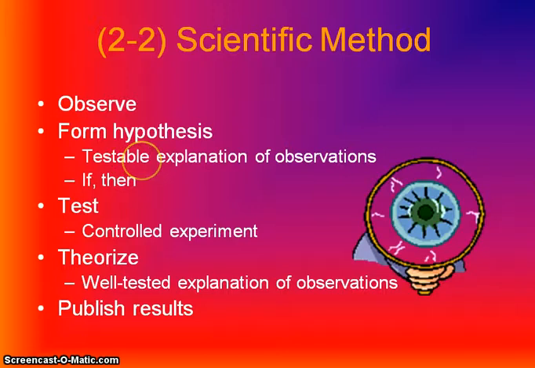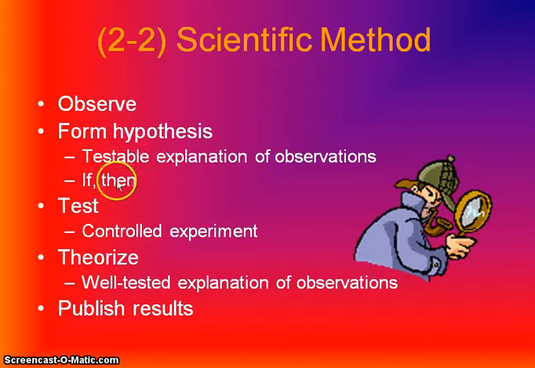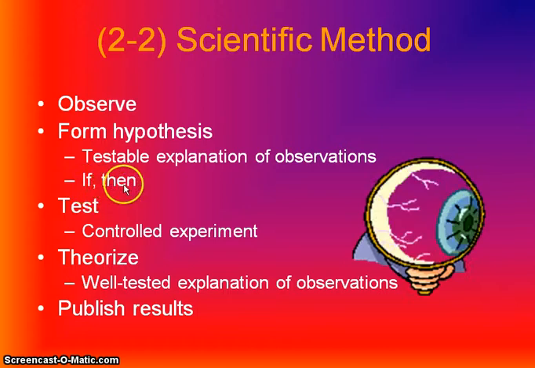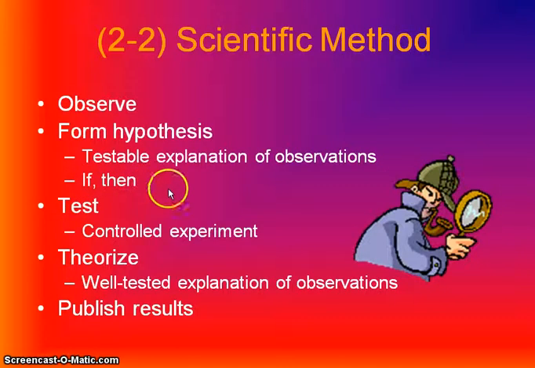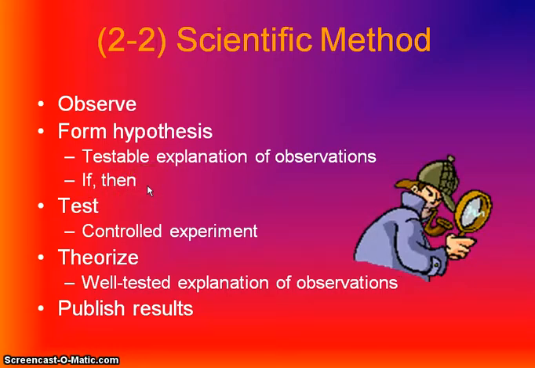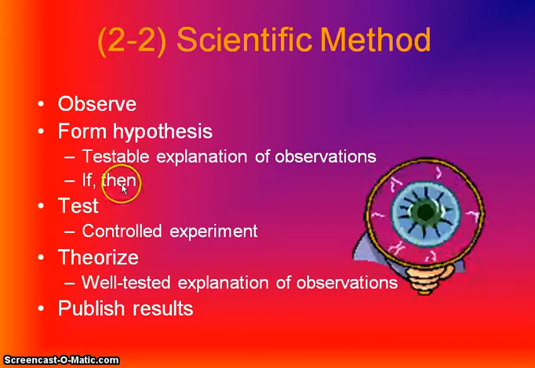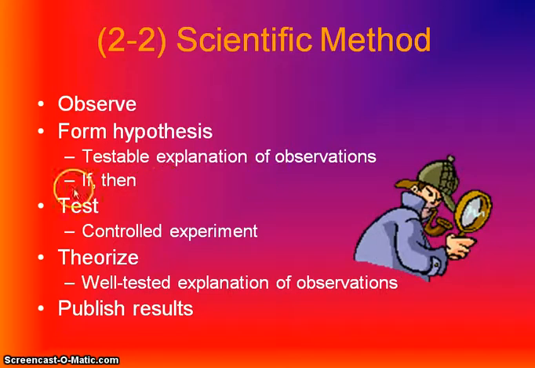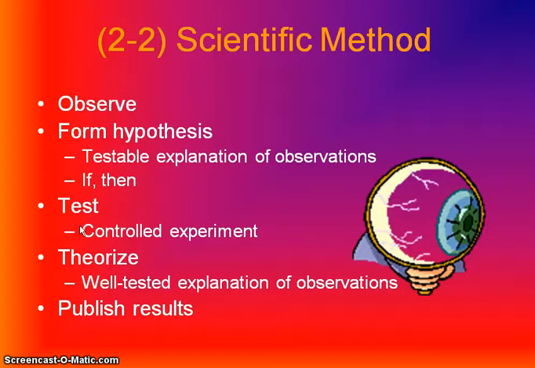One of the ways to make it very easy to ensure that you've got a testable statement is to phrase it in an if-then statement. If I do this, then this will happen. Okay? Again, by phrasing it that way, it ensures that you have set up your hypothesis in a way that clarifies what variables you have and that you can easily test it.